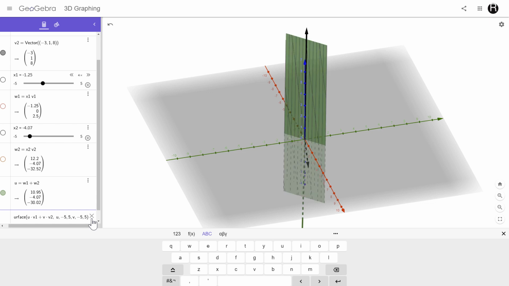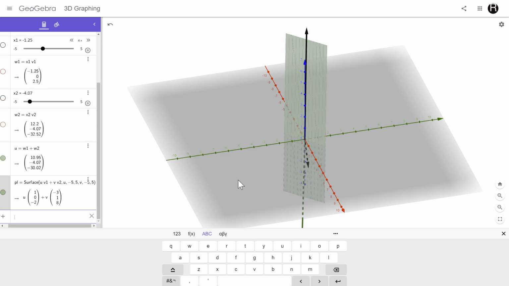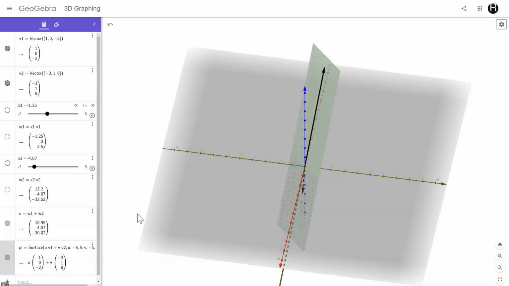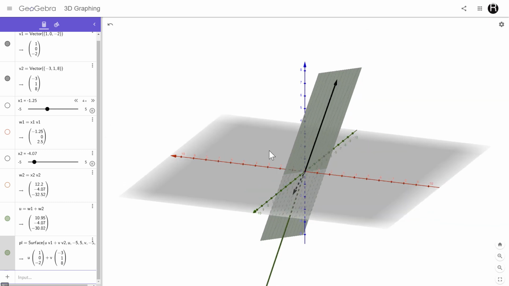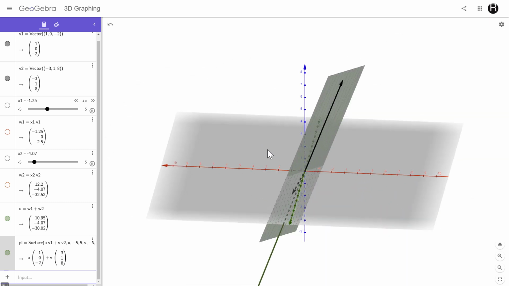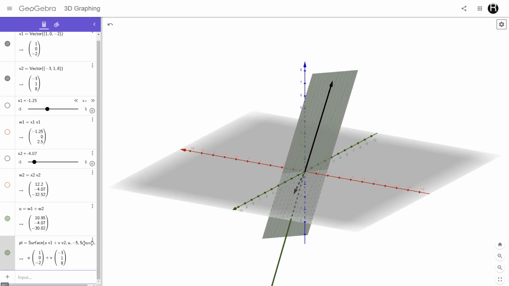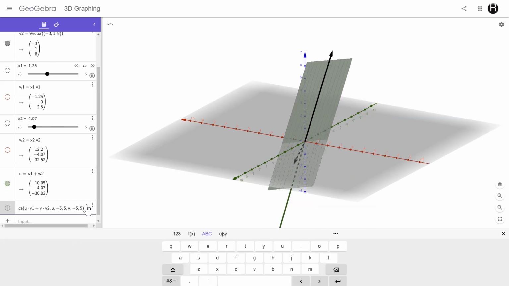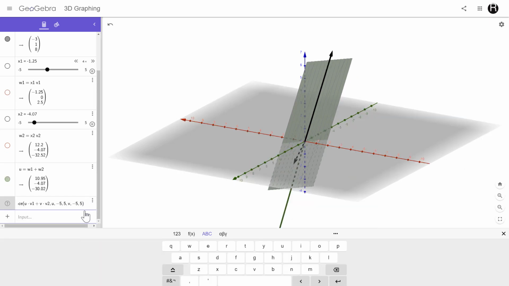And we'll change this to make it run a little bit better. But here is the plane that we're looking at. It's just going from -5 to 5, but we can expand this to go from -10 to 10, just so we can see a bigger plane.